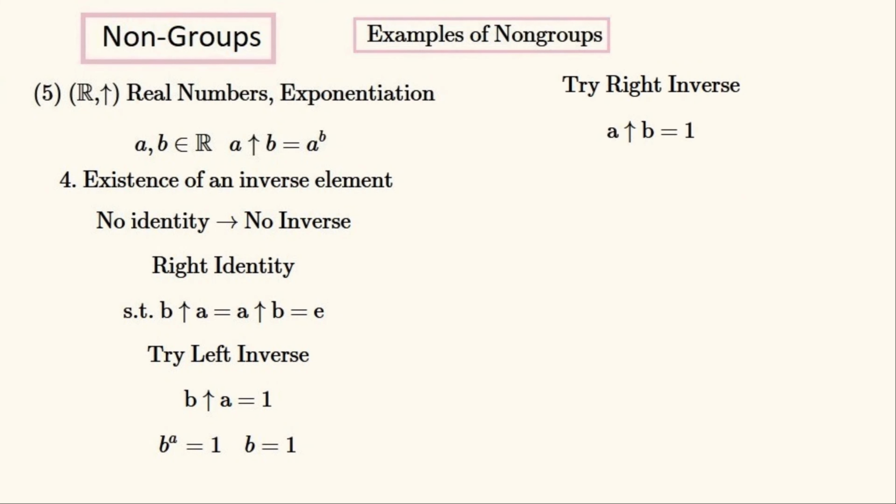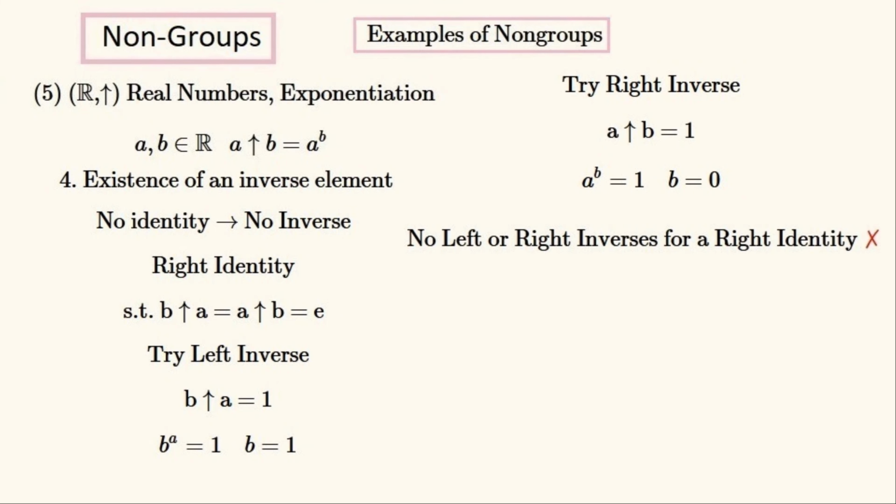We'll try to find the right inverse of A. We'll rewrite this expression. And so the only way that this expression could be true is if A's inverse is 0. So the right inverse doesn't exist either. So the inverse doesn't exist, and even right and left inverses don't exist, even for only a right identity, and so this number system is definitely not a group.